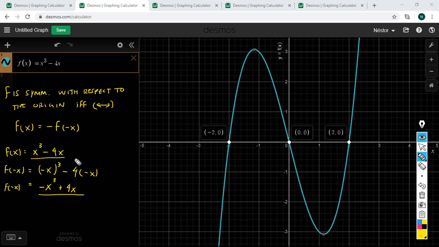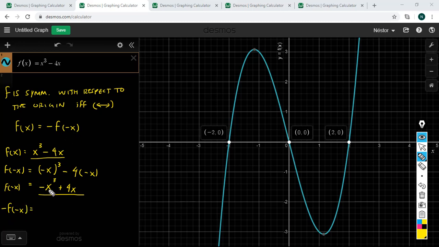They are, in fact, not the same. But the test doesn't expect them to be the same. They expect f of x to be equal to the negative of f of minus x. So now let's calculate the negative of f of minus x.